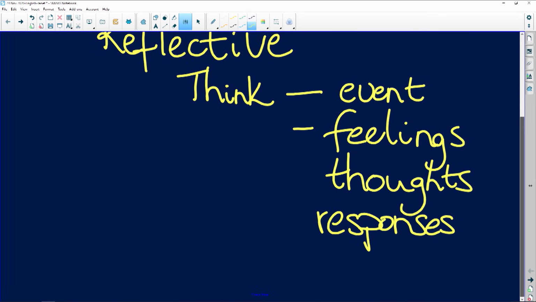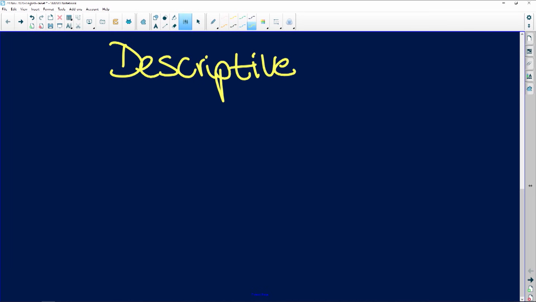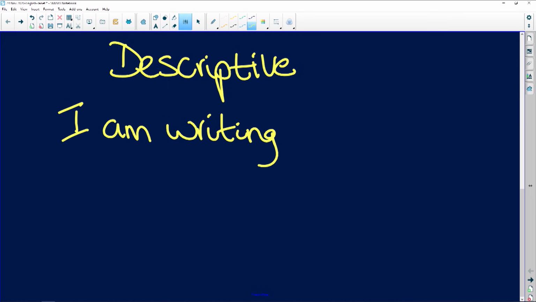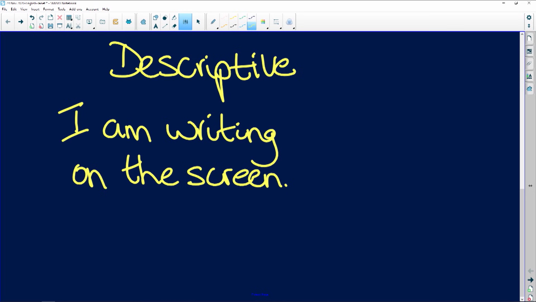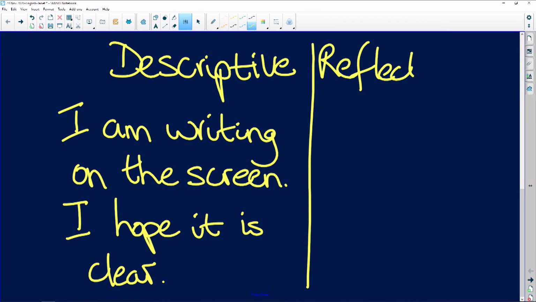So if you are doing descriptive writing, you would simply describe something that is happening. So I am writing on the screen. I hope it is clear. As I get to I hope, it's becoming a bit more reflective. But if you reflect on this, you don't tell yourself, I am writing on the screen. You would reflect on it.